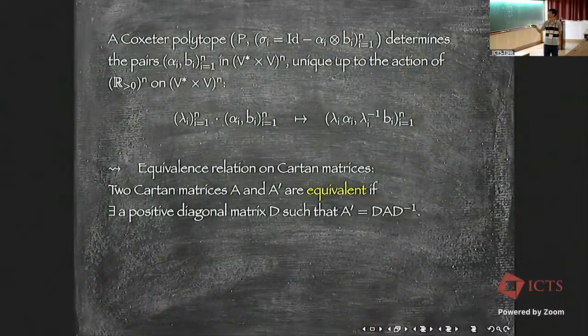So the Cartan matrix is not really just defined by this Coxeter polytope. Instead, there is an equivalence relation. Two Cartan matrices are equivalent when there exists a positive diagonal matrix D such that the one Cartan matrix A' is D A D inverse. So we can talk about the equivalence class of Cartan matrices. Then in fact this is well-defined. So a Coxeter polytope gives us an equivalence class of the Cartan matrix.